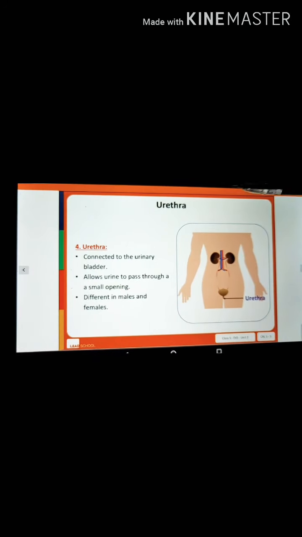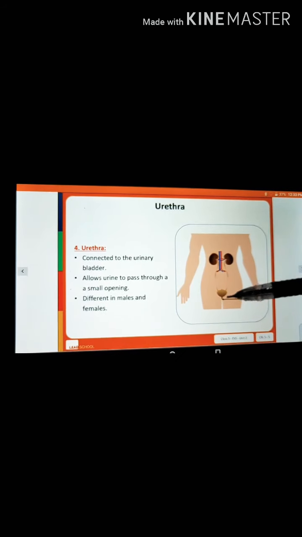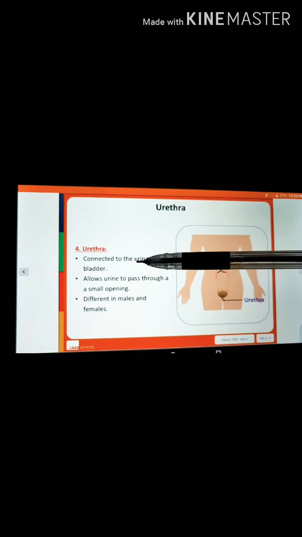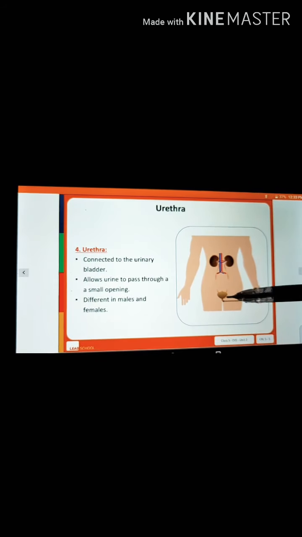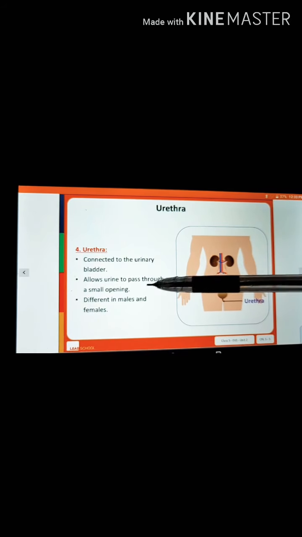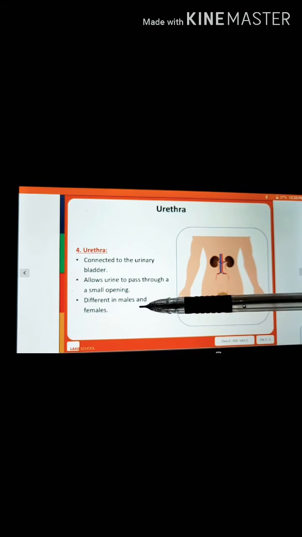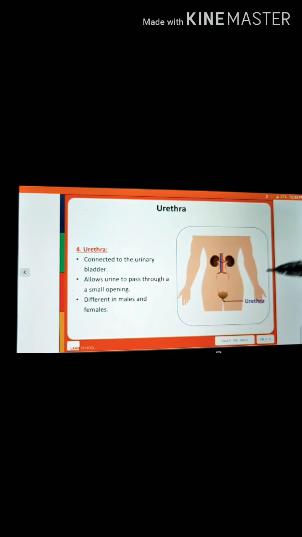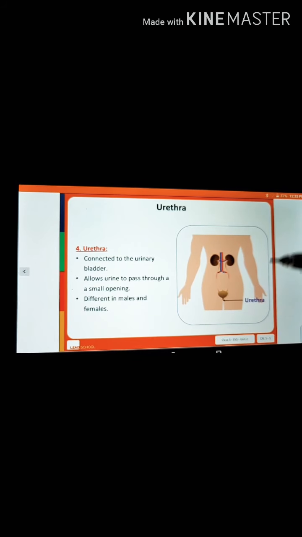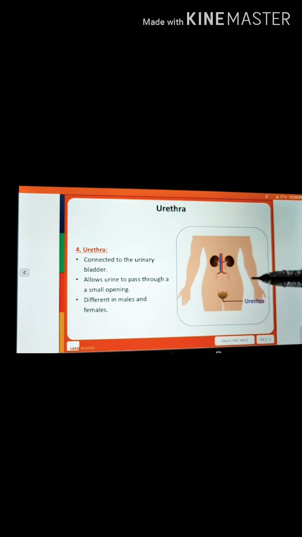Next is the urethra. So the urethra is this part. It connects the urinary bladder and allows urine to pass through a small opening, different in males and females. So through the urethra we excrete urine from our body.